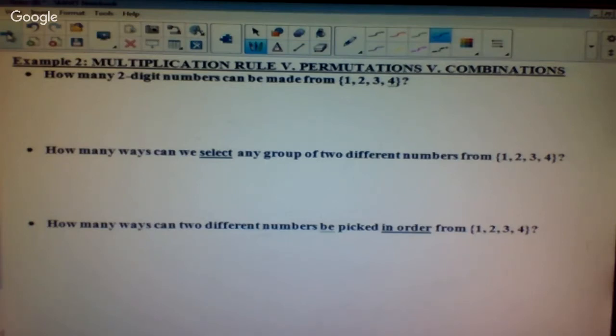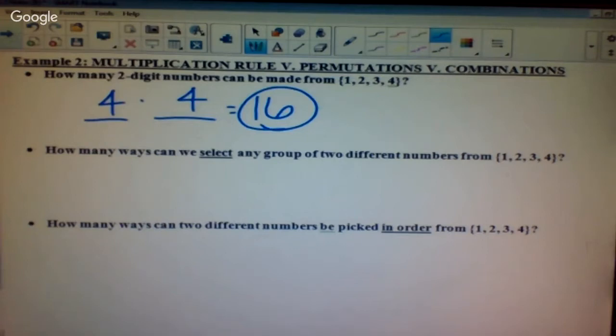So what would it be, 4 times 4? I've got 2 slots to fill, and in each slot, I've got 4 numbers to pick from. So it's 4 times 4, or 16.